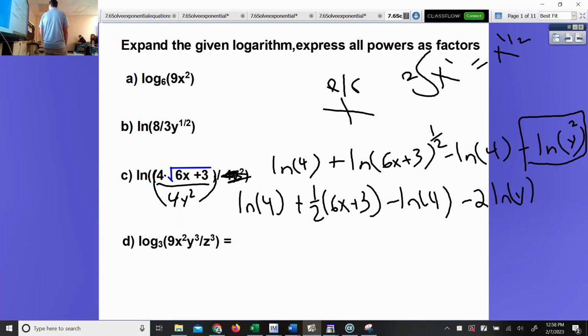What did you guys do on D? Would you be able to take out the ln 4 minus ln 4? Okay. Should have caught that right here, shouldn't we? Yeah, of course you did. Should have noticed that right from the start, didn't we? I'm glad you saw it. Anyways, you guys do D.